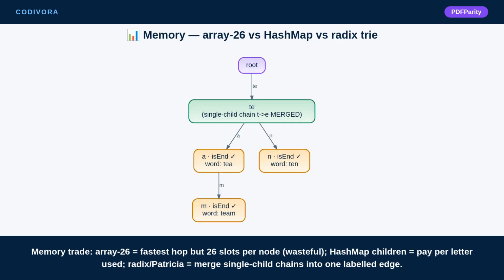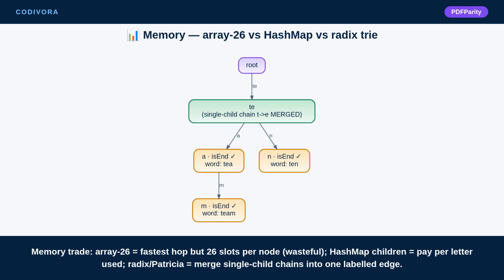Finally, memory, because a tree buys speed with pointers. An array of 26 children per node is the fastest hop but wastes 26 slots even when one is used. A hash map of children pays only for letters actually present, at the cost of hashing per hop. The heavyweight fix is a radix or Patricia tree.